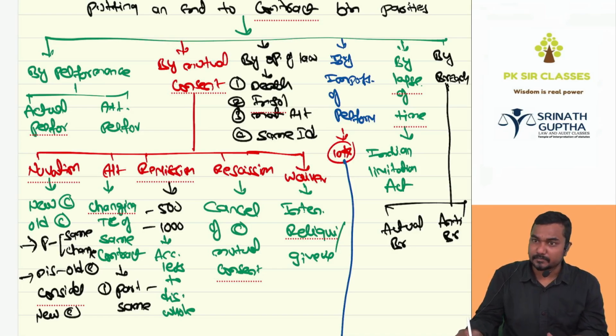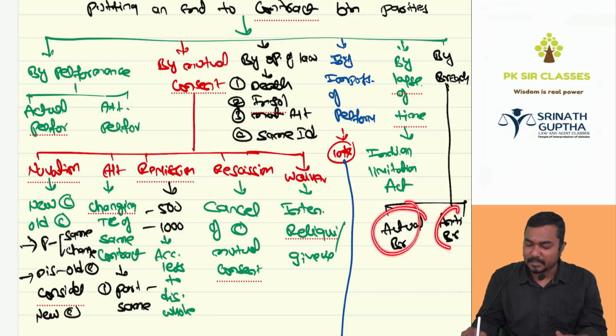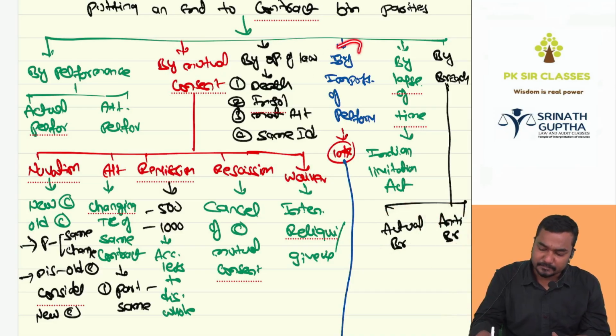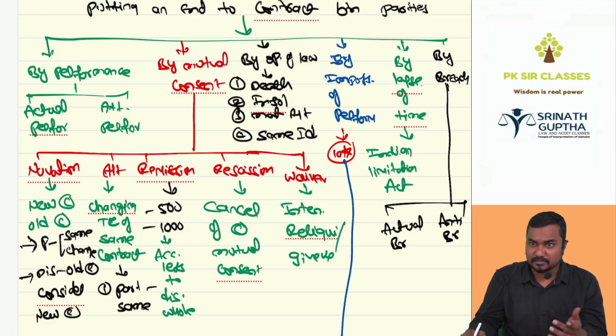Next, breach. Breach is of two types: actual breach and anticipatory breach. This is the next chapter, but I will discuss it in the next chapter. Next, one is left: impossibility. Impossibility is very, very important. Directly he will ask in the exam. Practically also he will ask in the exam.